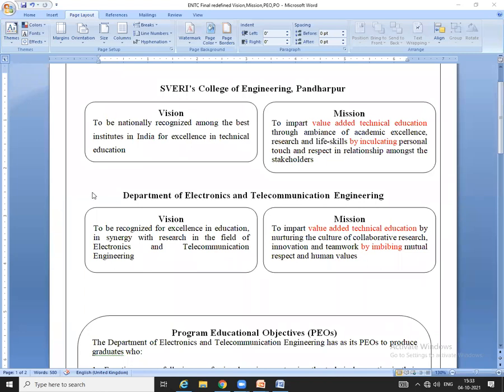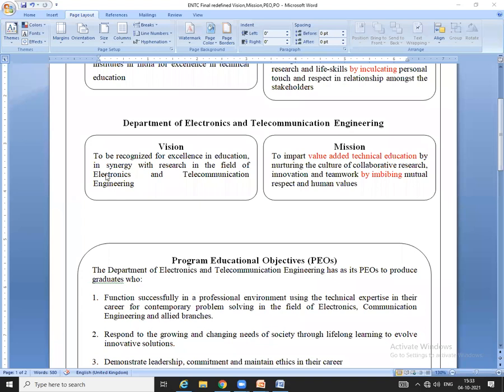As we are from the electronics and telecommunication engineering department, our department also has a vision and a mission. The vision is to be recognized for excellence in education in synergy with research in the field of electronics and telecommunication engineering. That is our vision for all the students, and how you can achieve it is through this mission. So what is the mission of our department? To impart value-added technical education by nurturing the culture of collaborative research, innovation, and teamwork, by imbibing mutual respect and human values. This is the mission of our department.